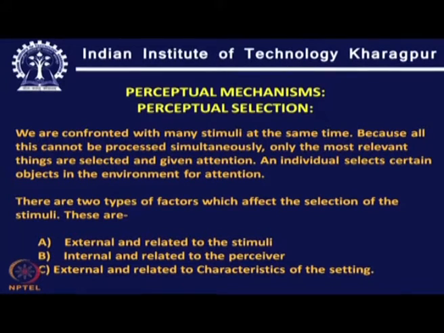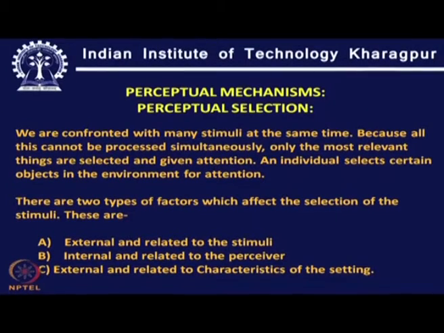So, here we will now discuss the mechanisms of perception, which are called perceptual mechanisms, and we will discuss the different processes involved, like first step, second step, and how sensation may lead to perception. The first and foremost step in perception, the perceptual mechanism, is perceptual selection.